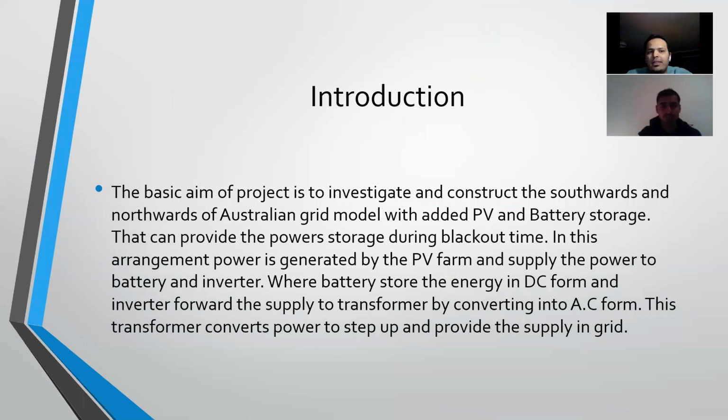Introduction. The basic aim of the project is to investigate and construct the southwards and the northwards of the Australian grid model with added PV and battery storage that can provide power storage during blackout time. In this arrangement, power is generated by the PV farm and supplied to the battery and the inverter, where the battery stores the energy in DC form and the inverter forwards the supply to the transformer by connecting with the AC form. This transformer steps up the power and provides the supply to the grid.